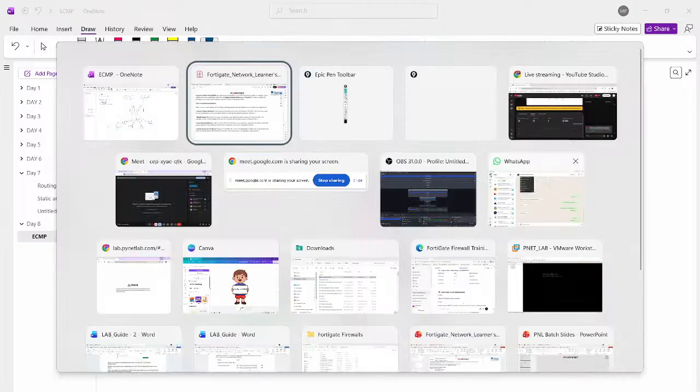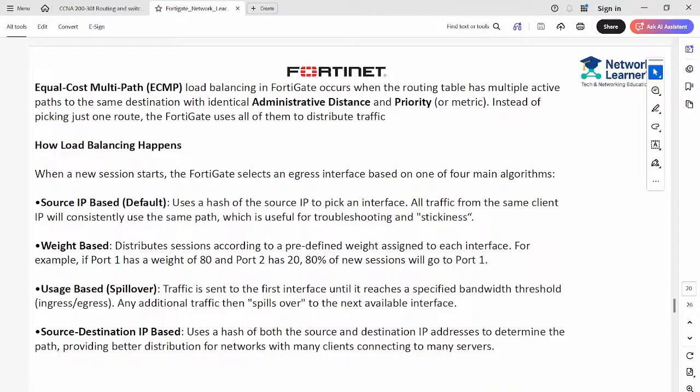Yeah. Okay. So now let us see. Source IP based: use a hash of the source to pick an interface. All traffic for the same client IP will continuously use the same path, which is useful for troubleshooting and stickiness. Means you will be able to understand if a particular user is having any issue. Then you don't need to troubleshoot both the ISPs. You need to, okay, his traffic is always going from ISP1. You need to troubleshoot ISP1 only.